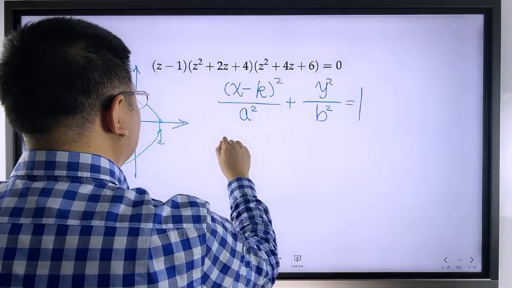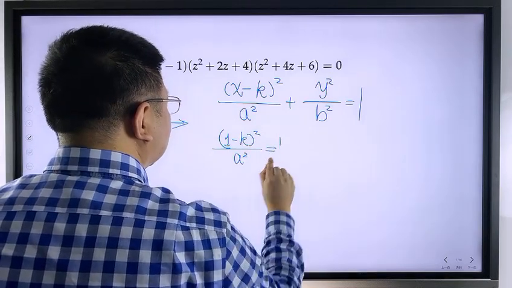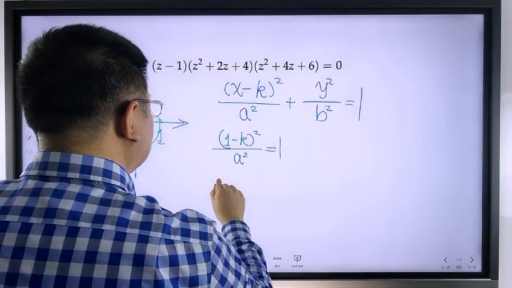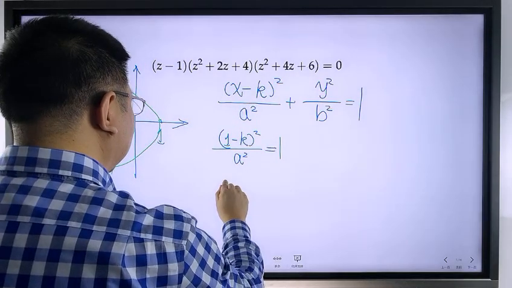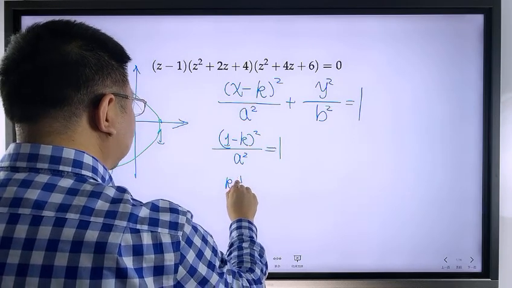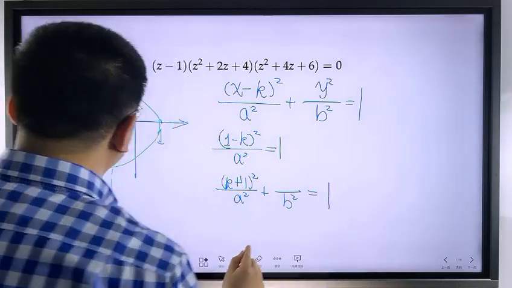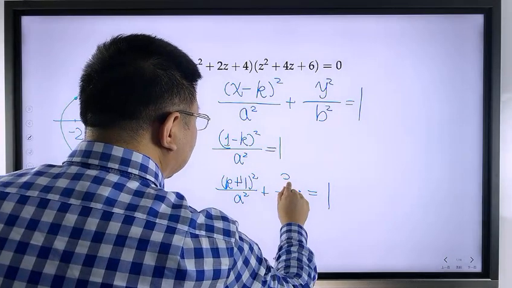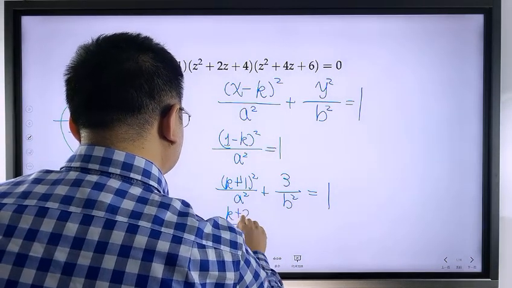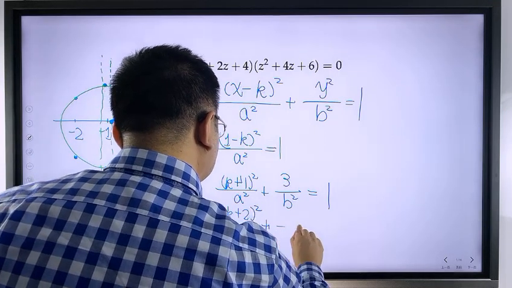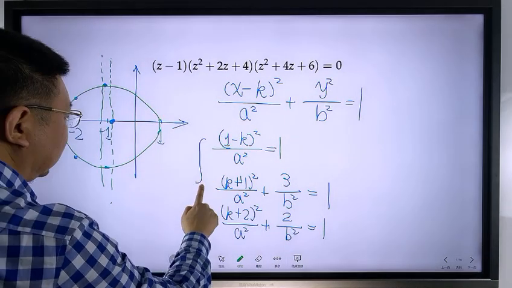You plug in x equals 1. So 1 minus k squared over a squared, because this b is 1. So that's 1. And then we have x is negative 1. So negative 1 minus k squared. If you are familiar with all the situations, you can just write down (k plus 1) squared over a squared plus b squared equals 1. And then here, remember the square root of 3. Square root of 3 take a square, so that would be 3. And then the other thing would be (k plus 2) squared over a squared plus b squared over 2 equals 1. Right? So these are the 3 equations we have.